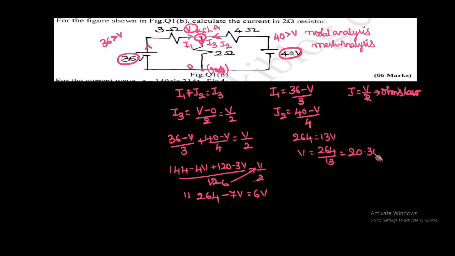You got 20.30 volts, but he is not asking that. He is asking for I3, the current flowing through the 2 ohm resistor. So I3 is equal to V by 2, that is 20.30 divided by 2, which is 10.15 amperes. Very simply you can solve. This question was asked for 6 marks.